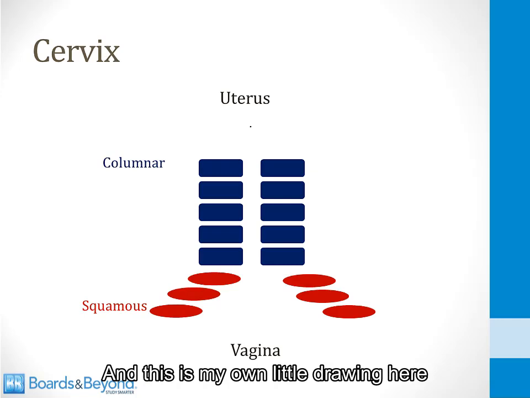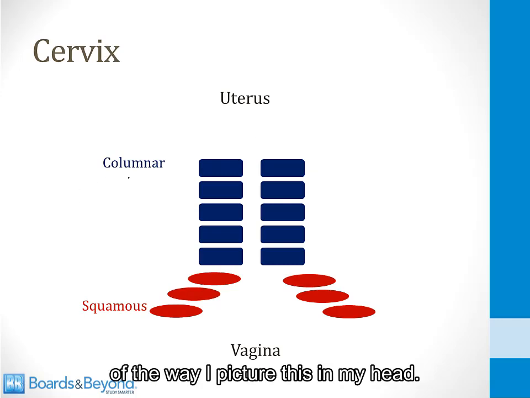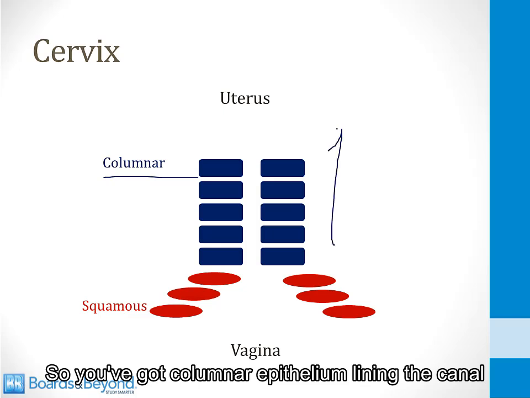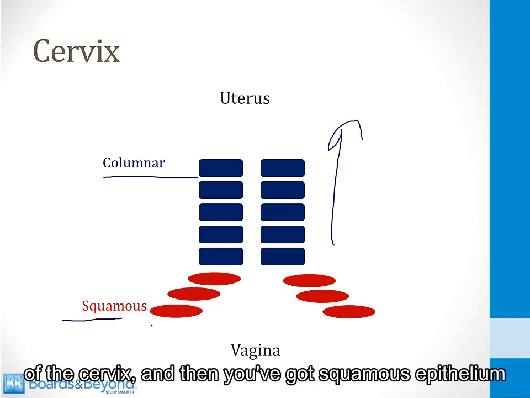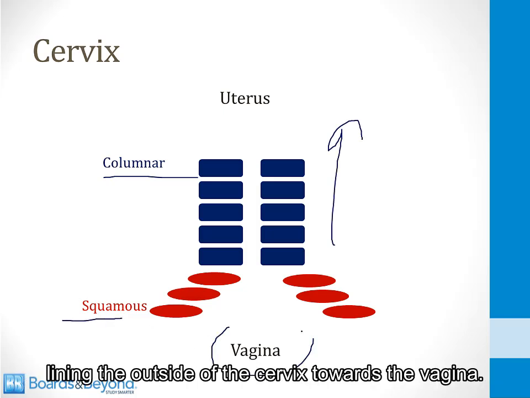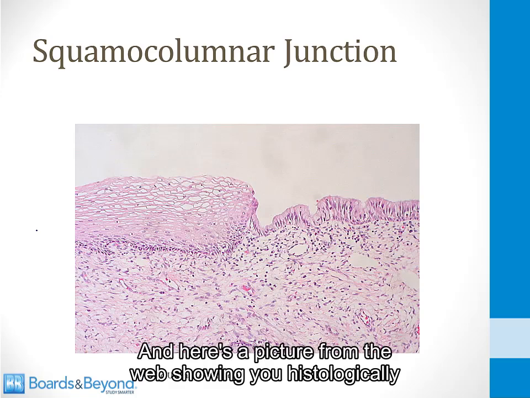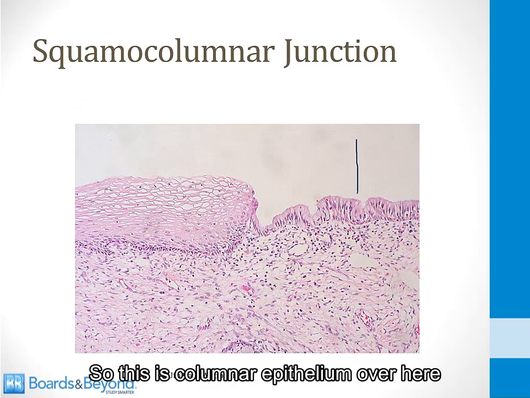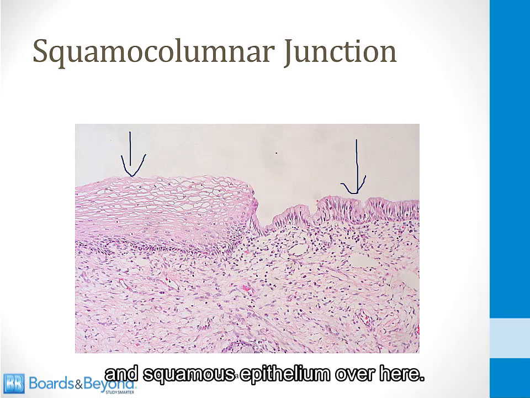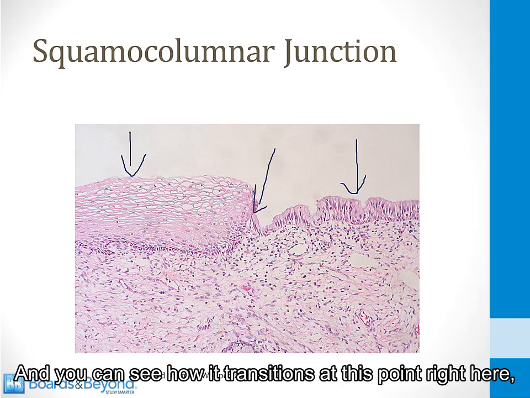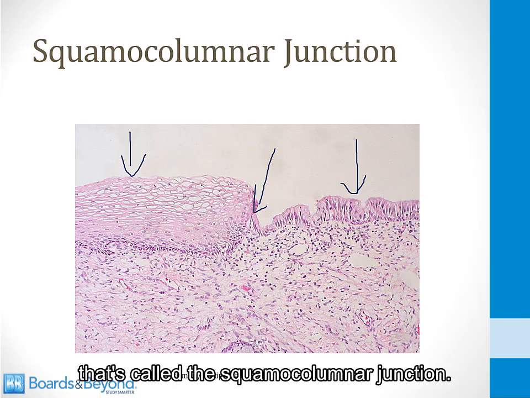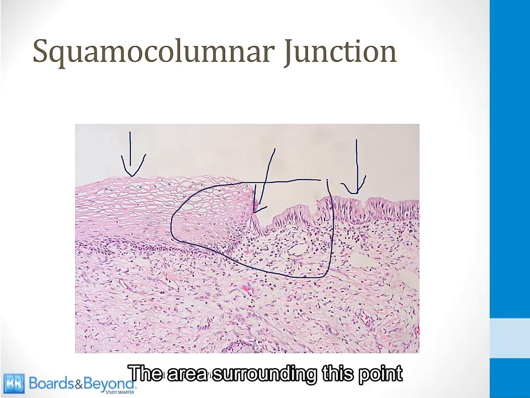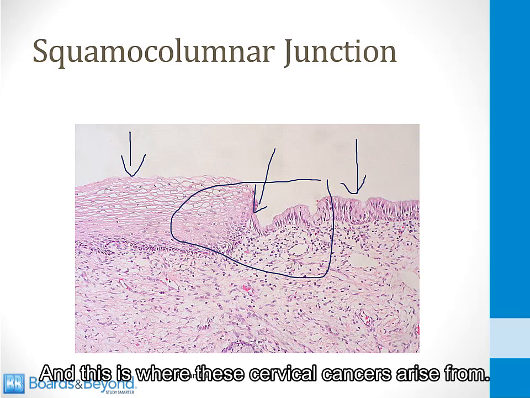And this is my own little drawing here of the way I picture this in my head. So you've got columnar epithelium lining the canal of the cervix, and then you've got squamous epithelium lining the outside of the cervix towards the vagina. And here's a picture from the web showing you histologically what the squamo-columnar junction looks like. So this is columnar epithelium over here and squamous epithelium over here, and you can see how it transitions at this point right here. That's called the squamo-columnar junction. The area surrounding this point is called the transformation zone, and this is where these cervical cancers arise from.